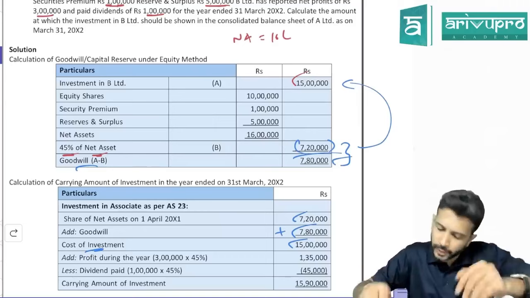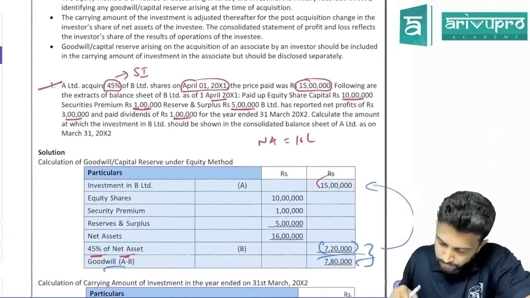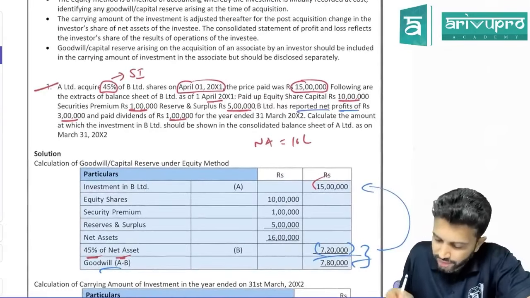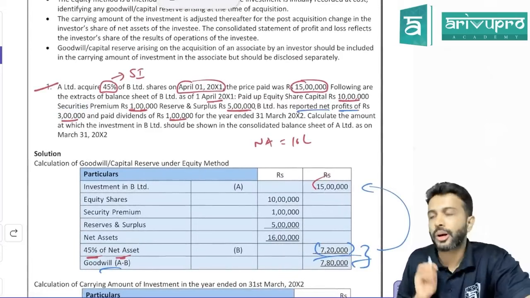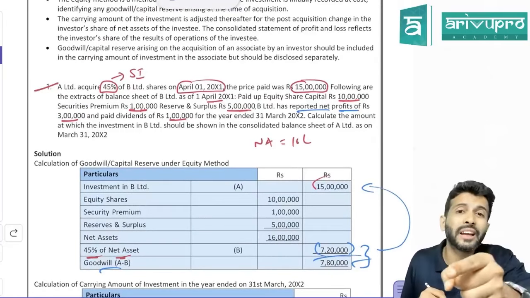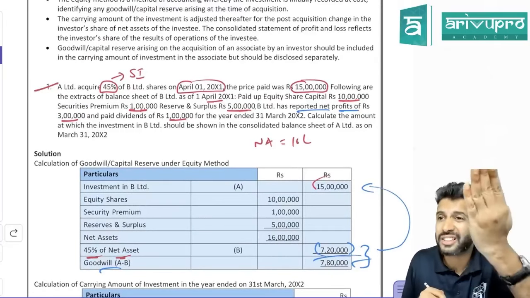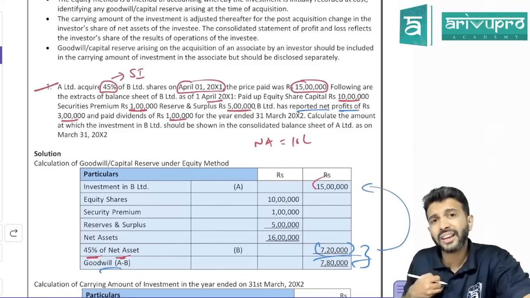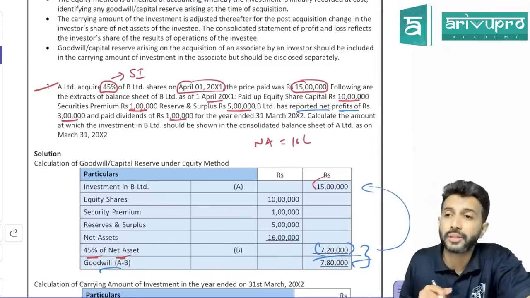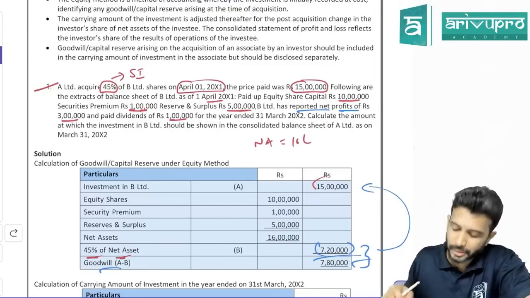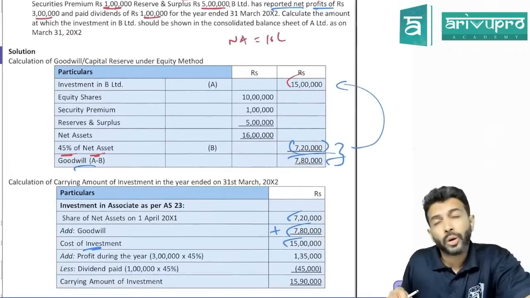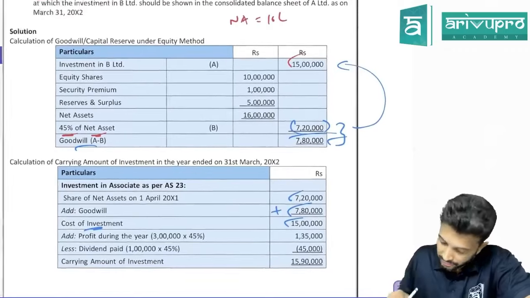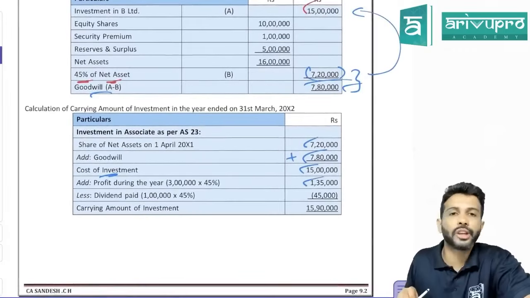Can we look through the question? B Limited has reported a net profit of 3 lakh rupees. Stop there. When they make a net profit, will the net asset balance stay the same or increase? Increase. As an investor, will you get the entire 3 lakh or only 45% of it? So calculate 45% of 3 lakh. How much is that? 1.35 lakh. So what should happen to your investment? It should increase by your share of the associate's profit.